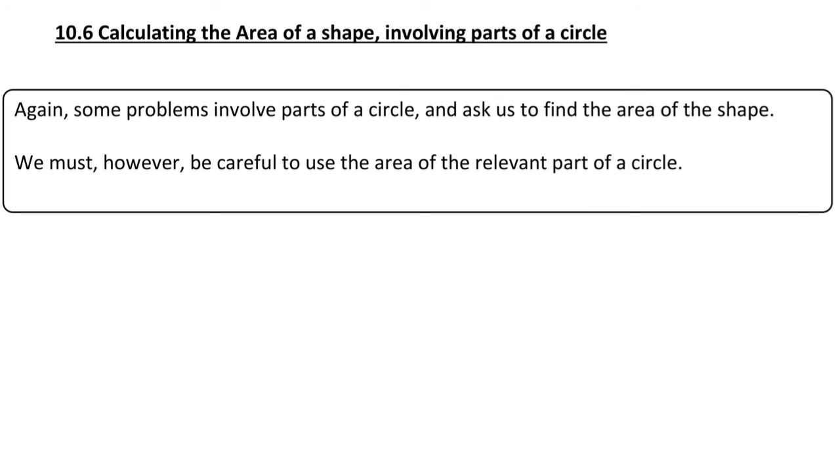Calculating the area of a shape involving parts of a circle. Again, some problems involve parts of a circle and ask us to find the area of the shape. We must be careful with the area of the relevant part. If we were asked to work out a quarter of a circle, we know this is a quarter because the angle is 90 degrees and the full angle in a circle is 360 degrees, and that fraction simplifies down to a quarter.